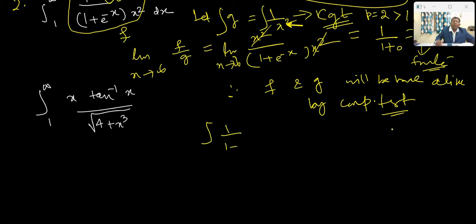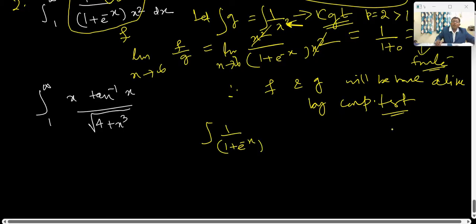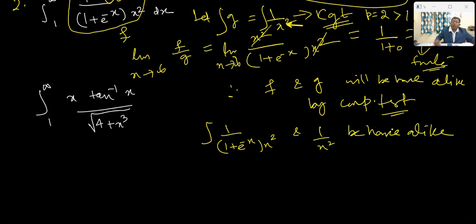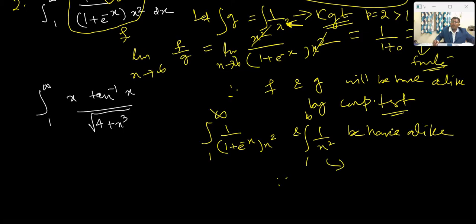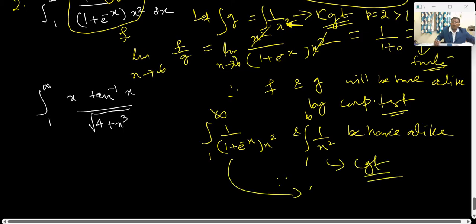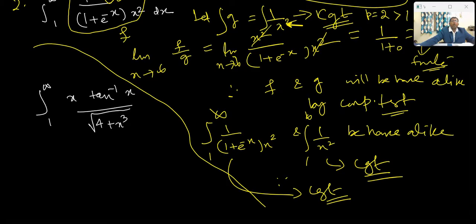We conclude that the integral of 1 by 1 plus e to the power minus x into x square and 1 by x square behave alike. So from 1 to infinity, this being convergent means this is convergent. You should arrange it and write it in your own language.